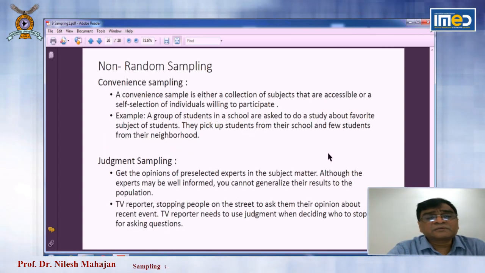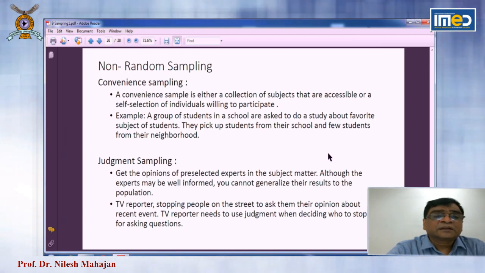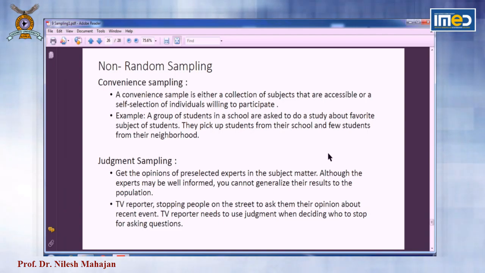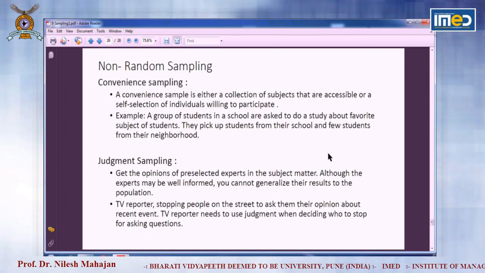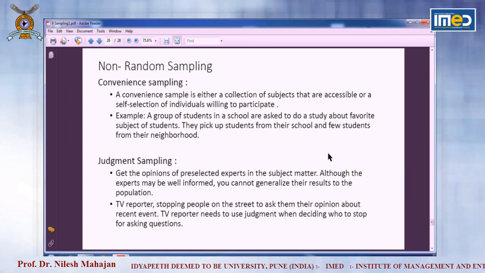Now the non-random sampling is divided into two parts. So what is convenience sampling and what is judgment sampling? In convenience sampling, a convenience sample is either a collection of subjects that are accessible or a self-selection of individuals willing to participate. For example, a group of students in a school are asked to do a study about the favorite subject of students. They pick students from their school and a few students from their neighborhood. So this is the convenience method.